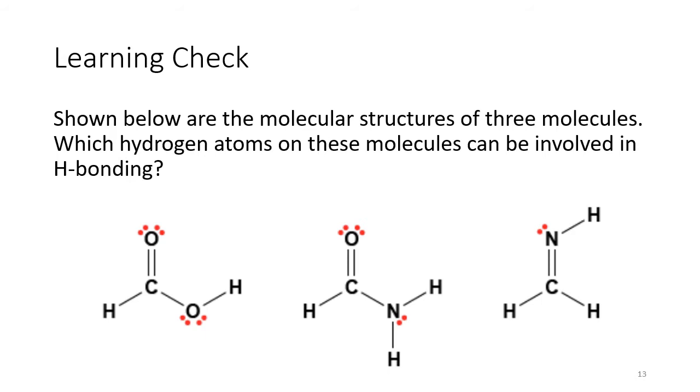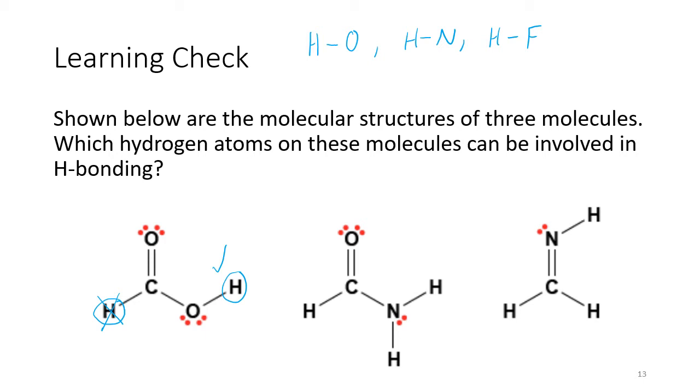Shown below are the molecular structures of 3 molecules. Which hydrogen atoms on these molecules can be involved in hydrogen bonding? We talked about how for a hydrogen bond, we specifically have to have hydrogen bonded to oxygen, nitrogen, or fluorine, 3 small electronegative atoms. So looking at the first structure on the left, this hydrogen is bonded directly to carbon, therefore it cannot participate in hydrogen bonding. This hydrogen, on the other hand, is bonded to oxygen, and it can participate in hydrogen bonding.